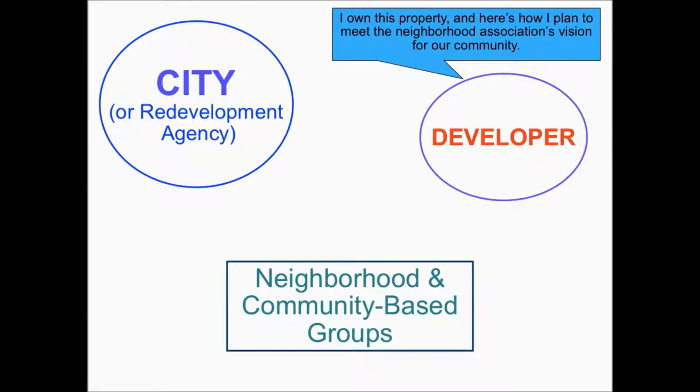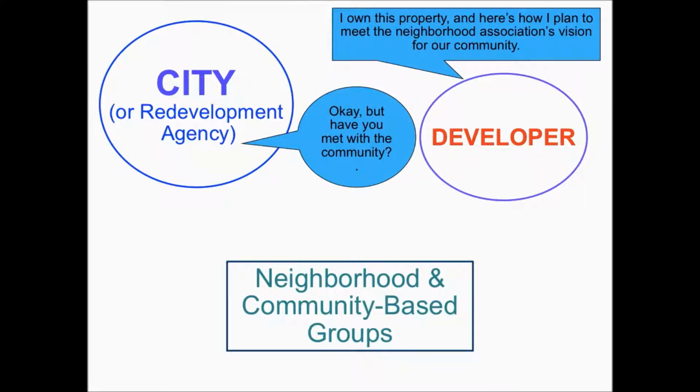The developer says, I own this property, and here's how I plan to meet the neighborhood association's vision for our community. So he or she is not saying, this is what I want to do, and that's it. They are recognizing that there's more than one party and set of interests involved in this, and that they've done their homework. They know what the neighborhood vision for the area is.